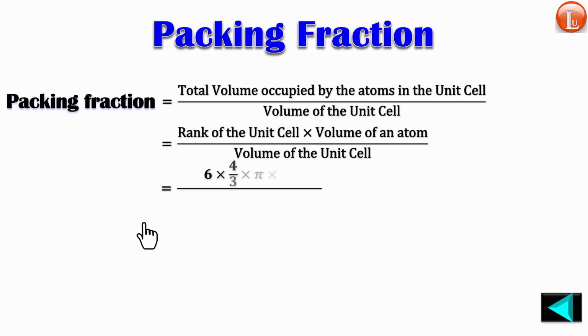So 6 into 4 by 3 pi r cube upon the volume of the unit cell. Now how to get this as the volume of the unit cell? Remember, this is going to be the height, C. So now it is base area into C.